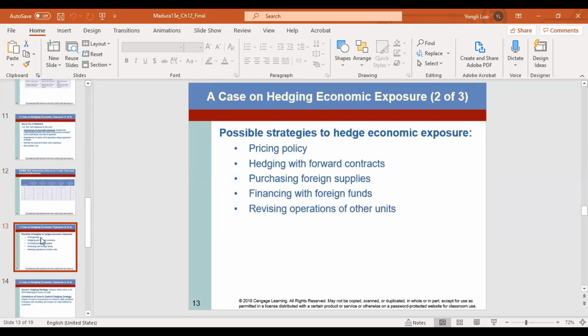There are some possible strategies to hedge economic exposure: pricing policy, hedging with forward contracts, purchasing foreign supplies, financing with foreign funds, revising operations of other units.